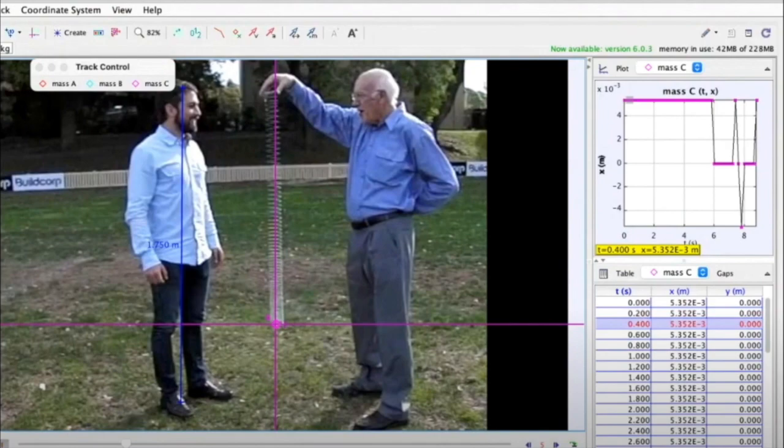Initially, there is an equal weight and tension force, and then the spring is dropped, and then there's an instant when the tension force equals 0, and then an unbalanced drag force acts on the spring through the duration of motion. So here's the video.